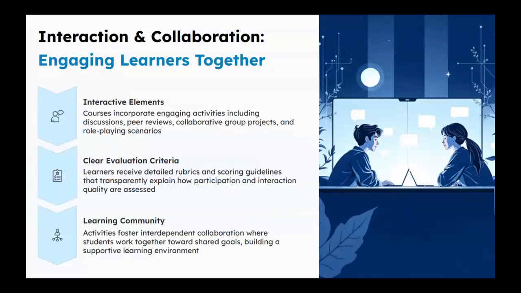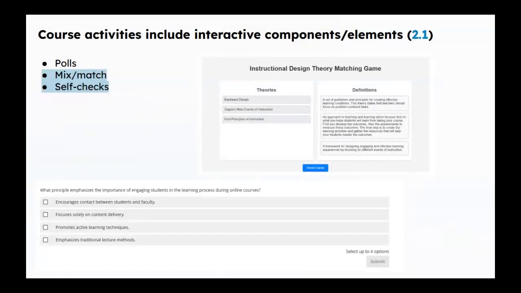So, okay, interaction and collaboration, all about engaging learners. We're talking about interactive elements, evaluation criteria that's clear, and building community in your online courses. So here is your compulsory standard: course activities include interactive components or elements. Many different ways you can do this.